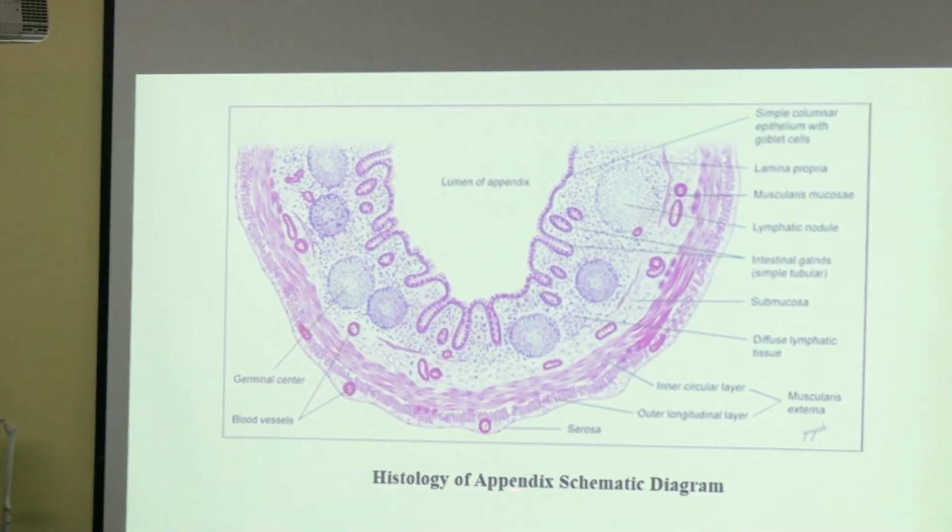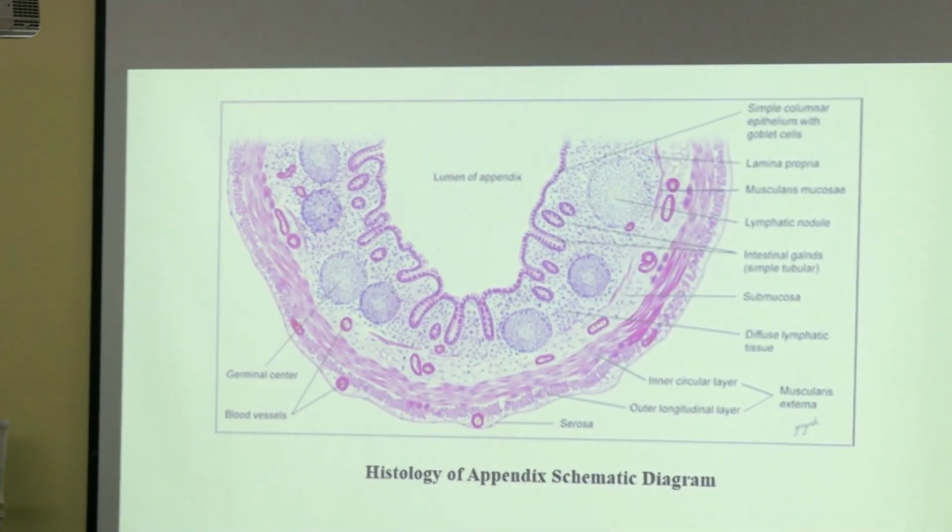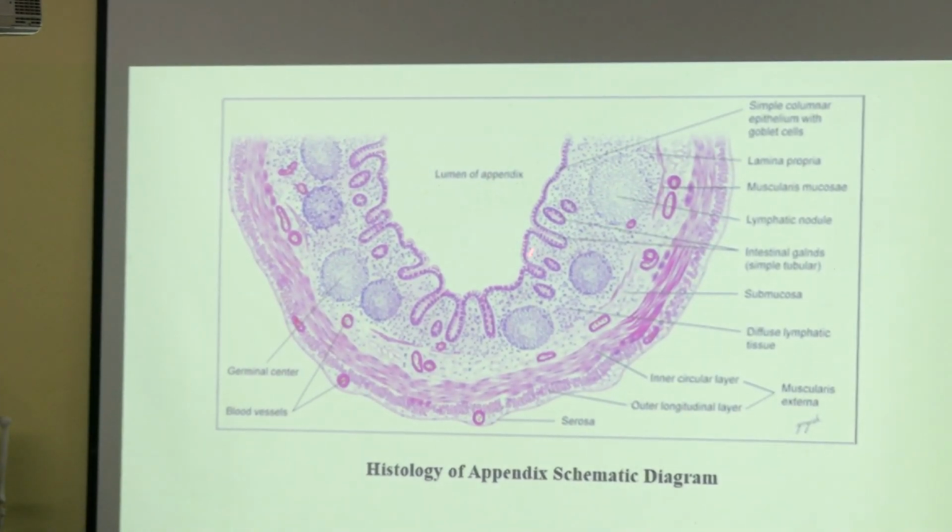Now here you can see histology of appendix, the schematic diagram. So you can see this is the lumen of the appendix. Now this is simple columnar epithelium. And along with that you can see the intestinal glands. So these are nothing but the mucus secreting glands. That's why you can see these are completely empty.